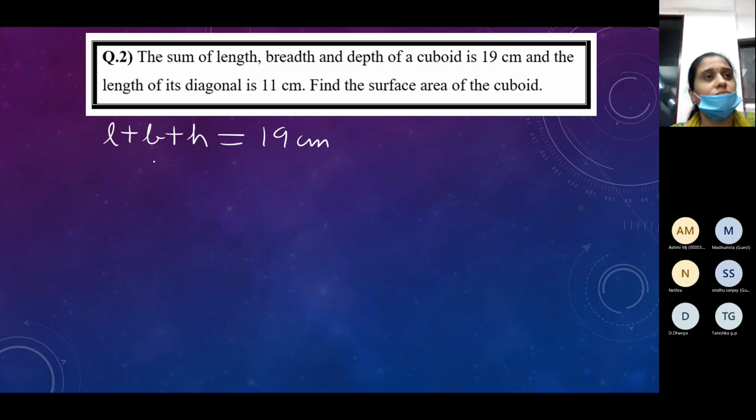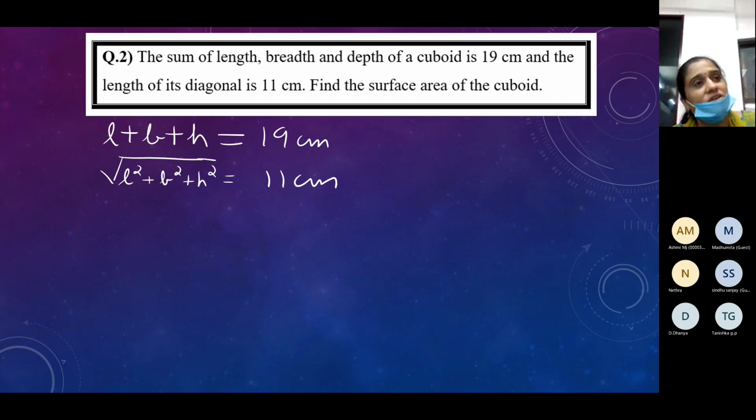Raja? Anybody online? Root of L square plus B square plus H square. Perfect. Root of L square plus B square plus H square. Children, we should have the formula. I told you the other day. When you're saying orally, it should be on your tongue tip. If you're writing, it should be on your fingertip. So length of the diagonal means root of L square plus B square plus H square is 11.